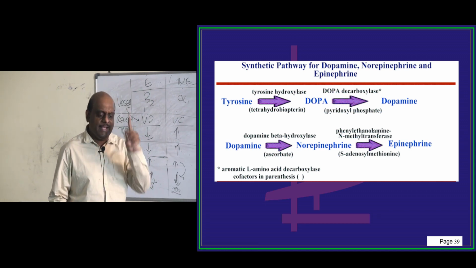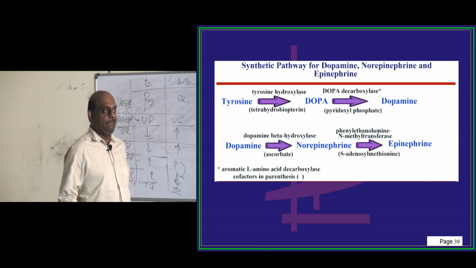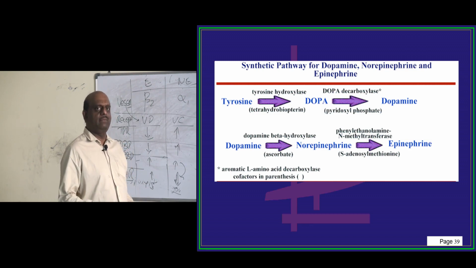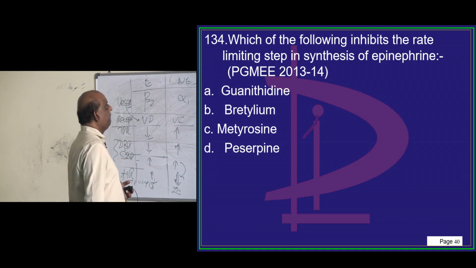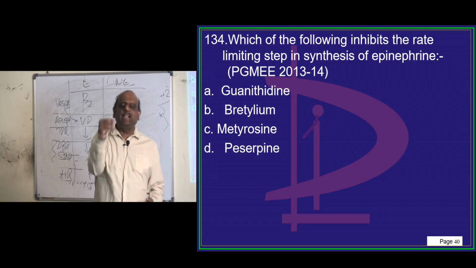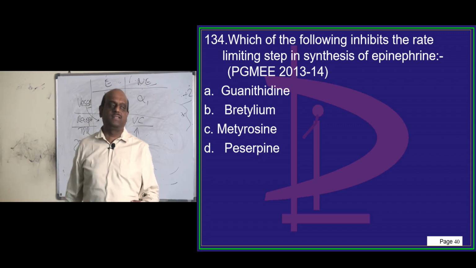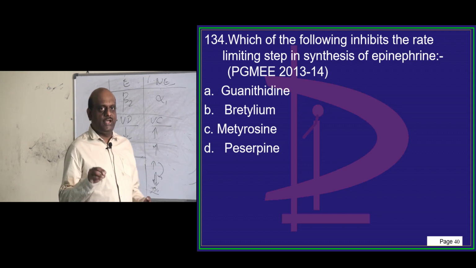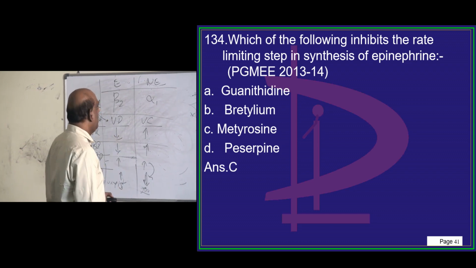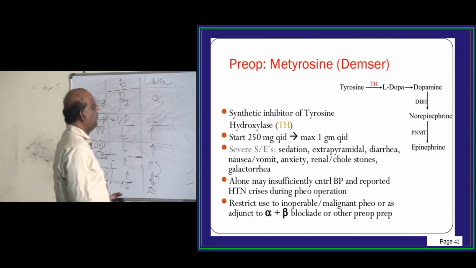Invariably one question will come in biochemistry, definitely it is going to come, and you are going to answer it. Okay, doc? Now, what is the rate limiting step in epinephrine synthesis? It is a very, very important question, and who inhibits that? It is the metyrosine.